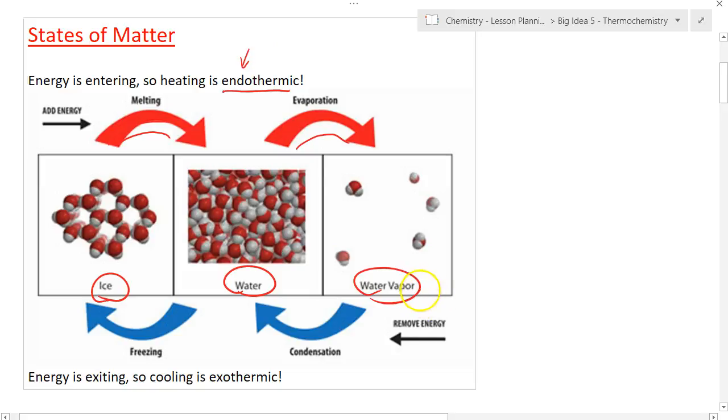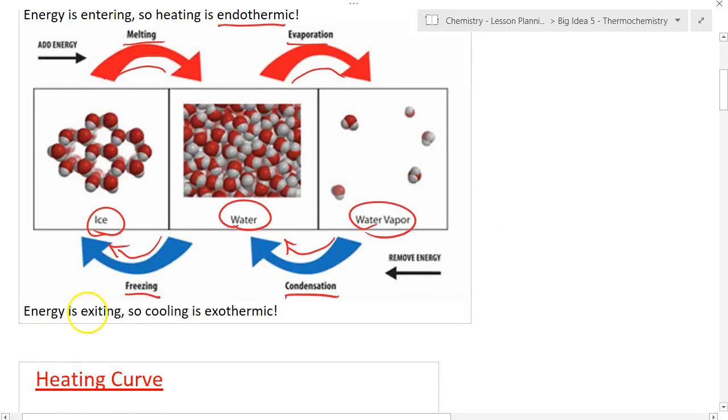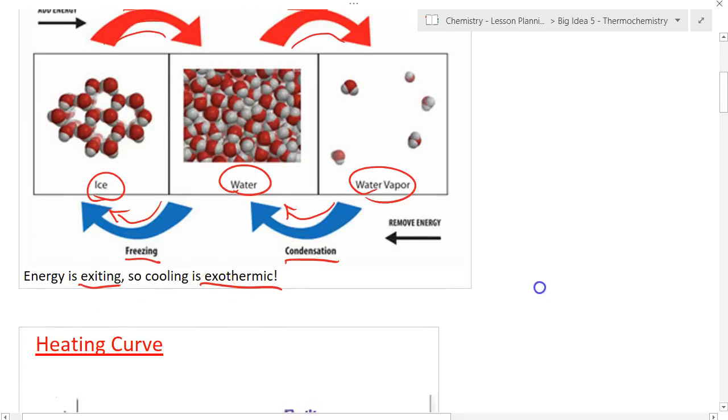If we have water vapor and we are removing energy, we are cooling it down, it's going to go from water vapor to water, and then it's going to freeze into ice. So our states of matter are ice, water, and water vapor. Our different phase changes are condensation, going from water vapor to water; freezing, going from water to ice; melting, going from ice to water; and evaporating, going from water to water vapor. If energy is entering, it's endothermic. If energy is exiting, it's exothermic. Exiting, exo. We'll come back to that in a bit.